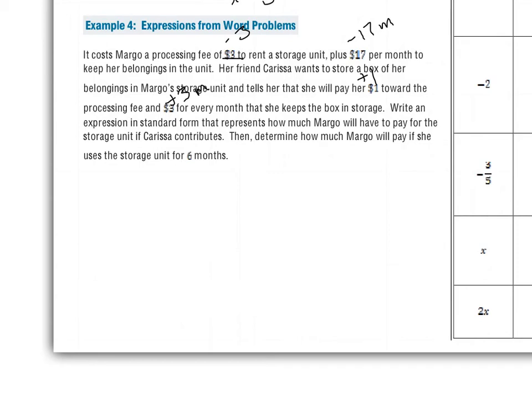Write an expression in standard form that represents how much Margot will have to pay for the storage unit if Carissa contributes. Then determine how much Margot will have to pay if she uses the storage unit for 6 months. So looking at this, her total expenses are going to be the sum of all of these things. So go ahead and write the sum of those things, simplify that expression, and then once you've simplified the expression, go ahead and plug in 6 for m in order to find out how much she ends up paying in total for the 6 months.